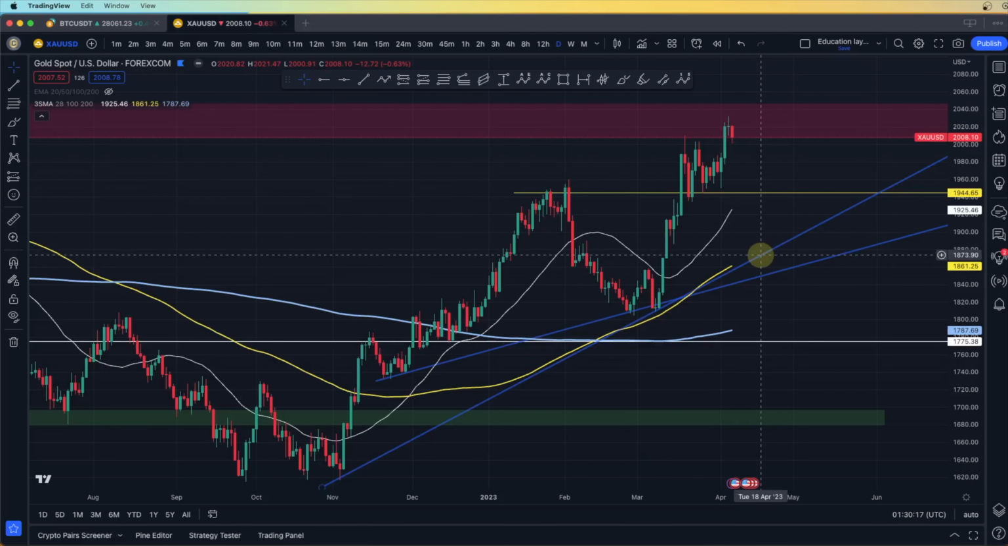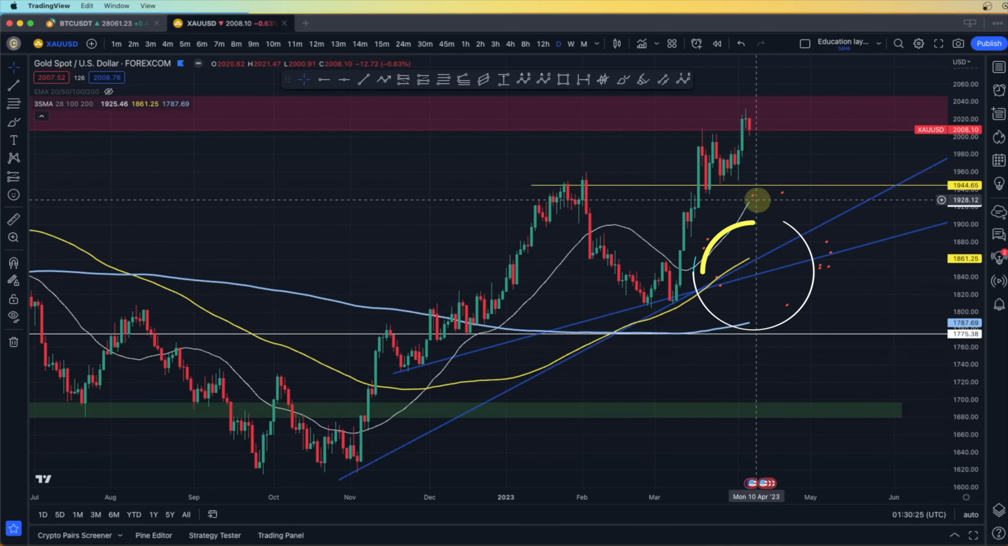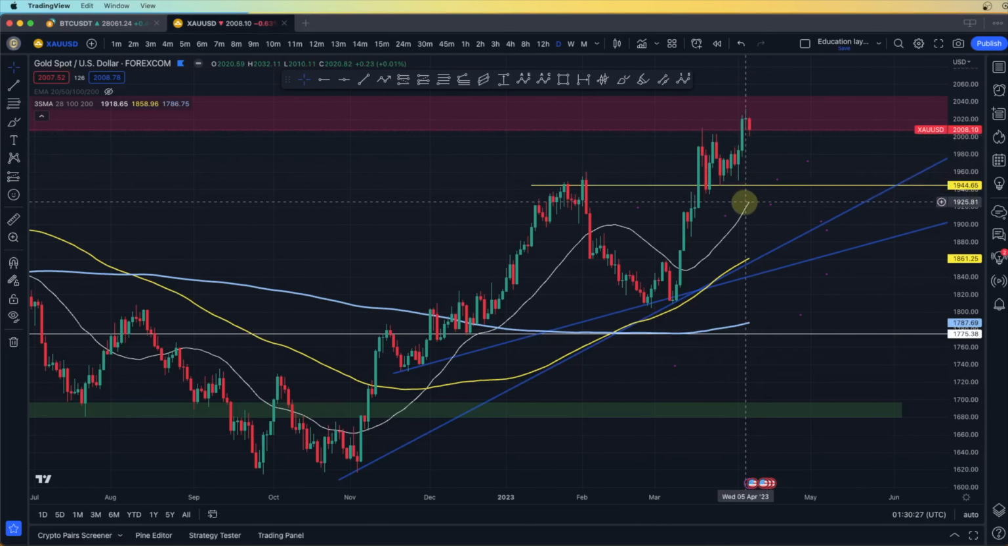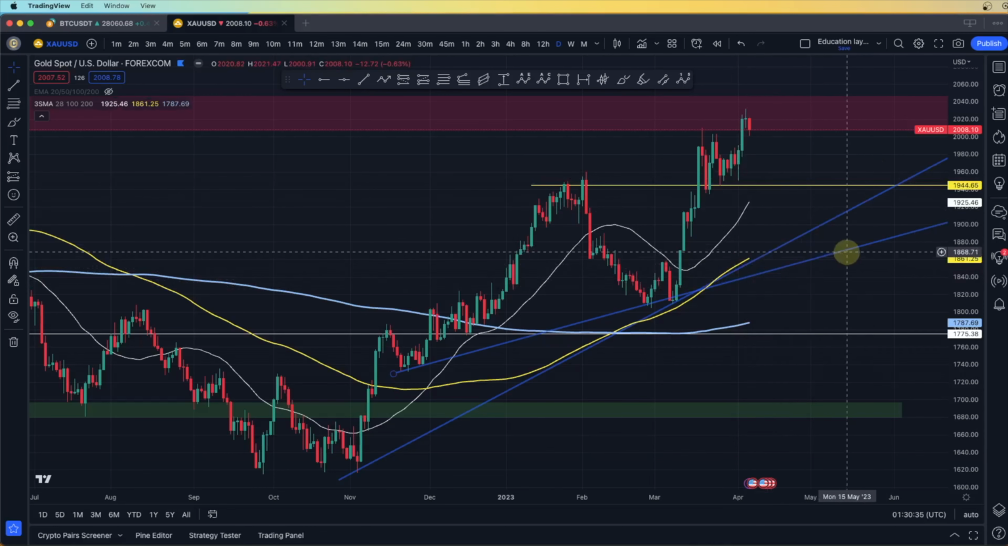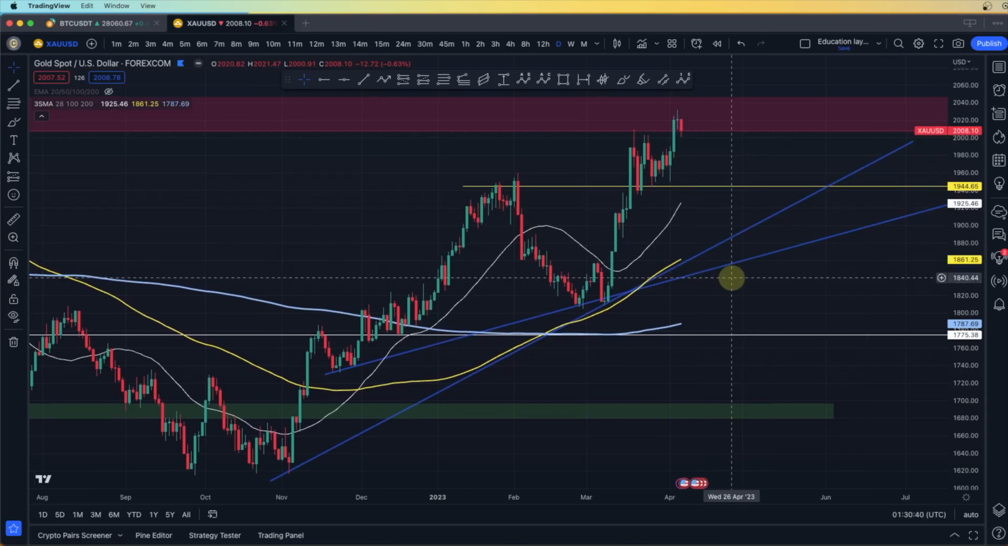And we need to wait for another retest of this area as well, because this area is really important for us. We have the moving averages on the daily time frame under this area, plus two trend lines that we drew before under this area as well.